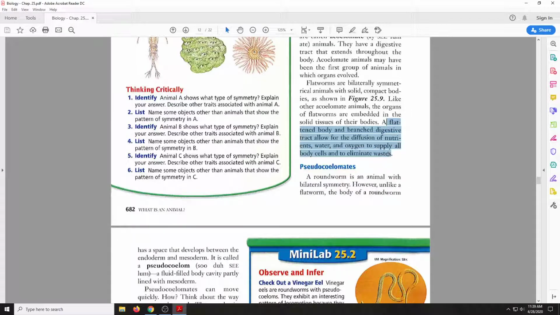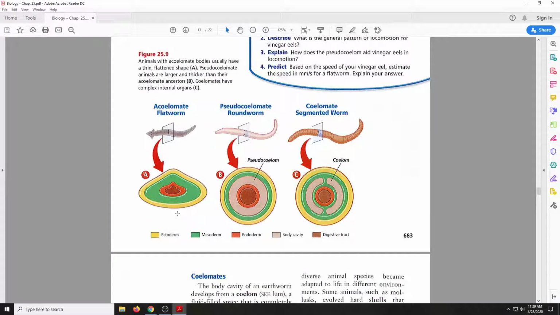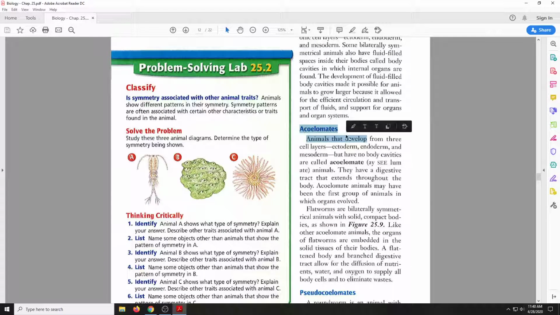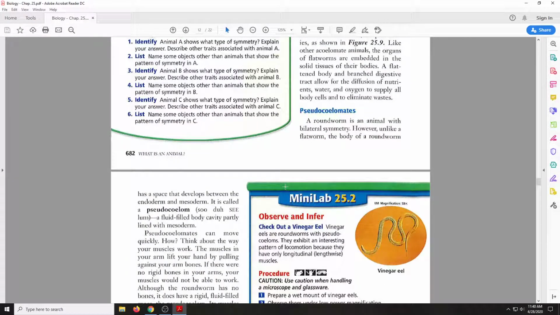We see here a flattened body and branched digestive tract allow for the diffusion of nutrients, water, and oxygen to supply all body cells and to eliminate waste. So just like we were talking about last section, if this thing eats something here, the only way that this part of the body is going to get the nutrients is by diffusion, trading cell by cell, directly through. No specialized organ systems or anything like that. It's just cell to cell to cell passing the nutrients. Those are acoelomates. Next up, we have the pseudocoelomates.